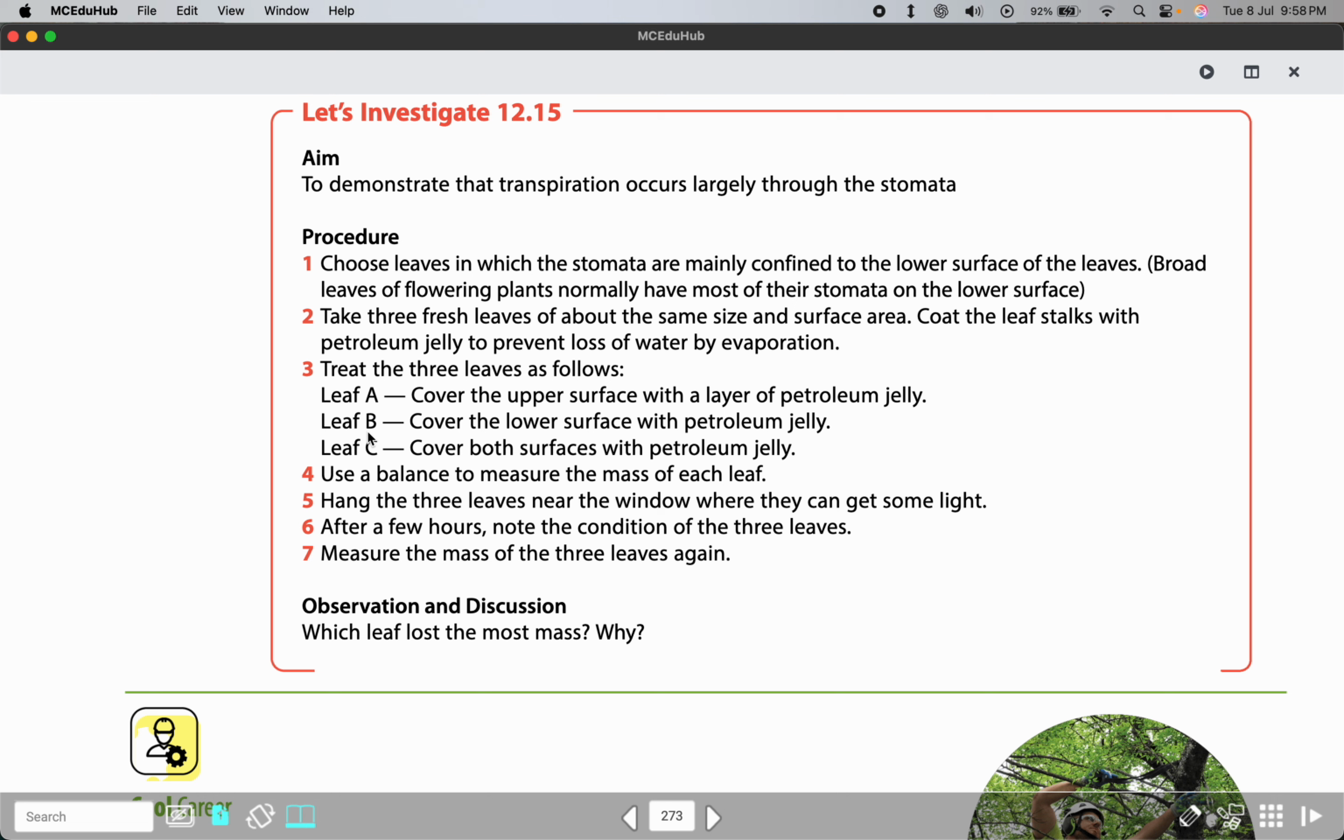For leaf B, the lower surface is covered and the upper surface is exposed. You will lose some water, but not a lot. And for leaf C, you will probably not lose much water because both surfaces are covered, so top and bottom both cannot do transpiration.